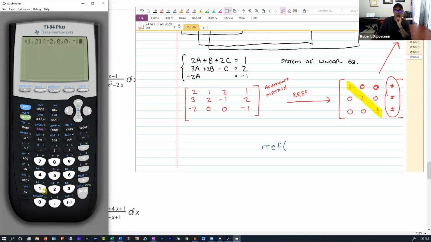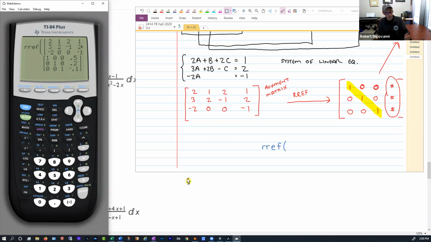What do you think comes next? Two brackets. Two brackets that close the row. Then I close the matrix, and there's one more thing. Close parenthesis, that closes the function. And now I hit enter. And there they are. There are your answers. That's A, B, and C.